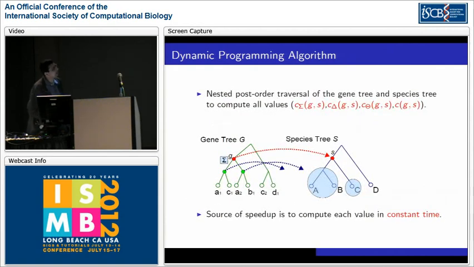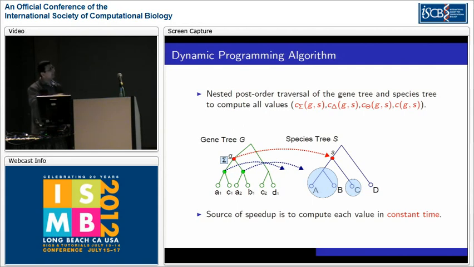So the idea, like I mentioned, is the nested post-order traversal of the gene tree and species tree. So you look at the gene tree in post-order, and for each node that you consider in the gene tree, do the entire post-order traversal of the species tree. And that suffices to compute all of these 4 values.